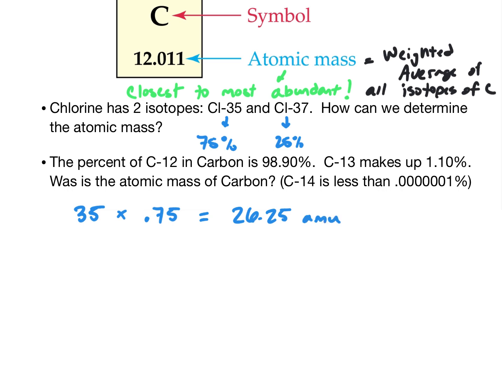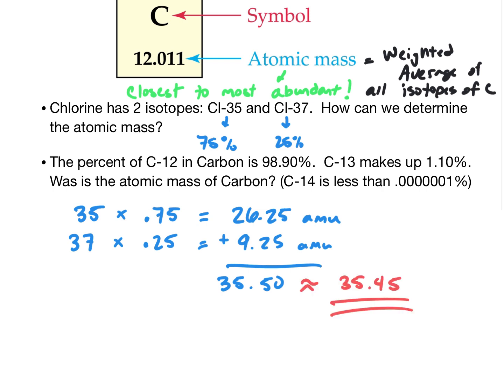Now we need to do the same thing for the other isotope. We'll take the mass of chlorine, which is 37, multiplied by its percent abundance, which is 0.25, and we'll get a value of 9.25. Now what we do is we take these two numbers and we stack them up and we add them together. And if you take 26.25 plus 9.25, you'll get 35.50. And if you look on the periodic table, the average atomic mass, or the atomic mass of chlorine, is 35.45, which is pretty close to what we just calculated here when we use the percent abundance data. Now, the reason it's different is because I just used nice round numbers for these percent abundances, but it's not exactly a 75-25 split. It's a little bit off, but now you know the process and how to calculate it.